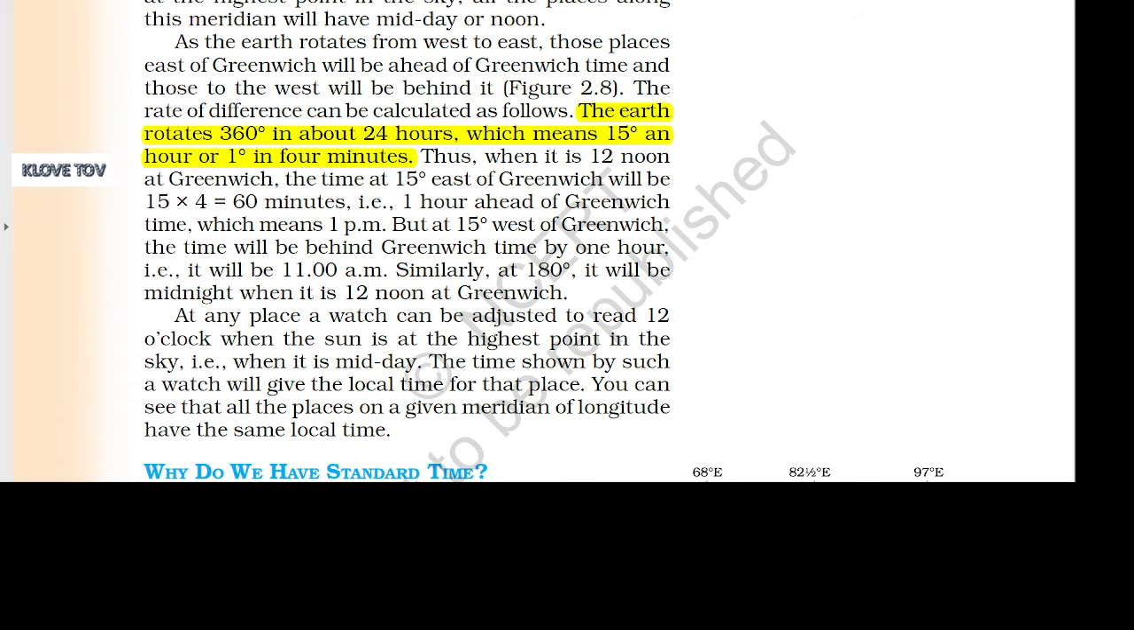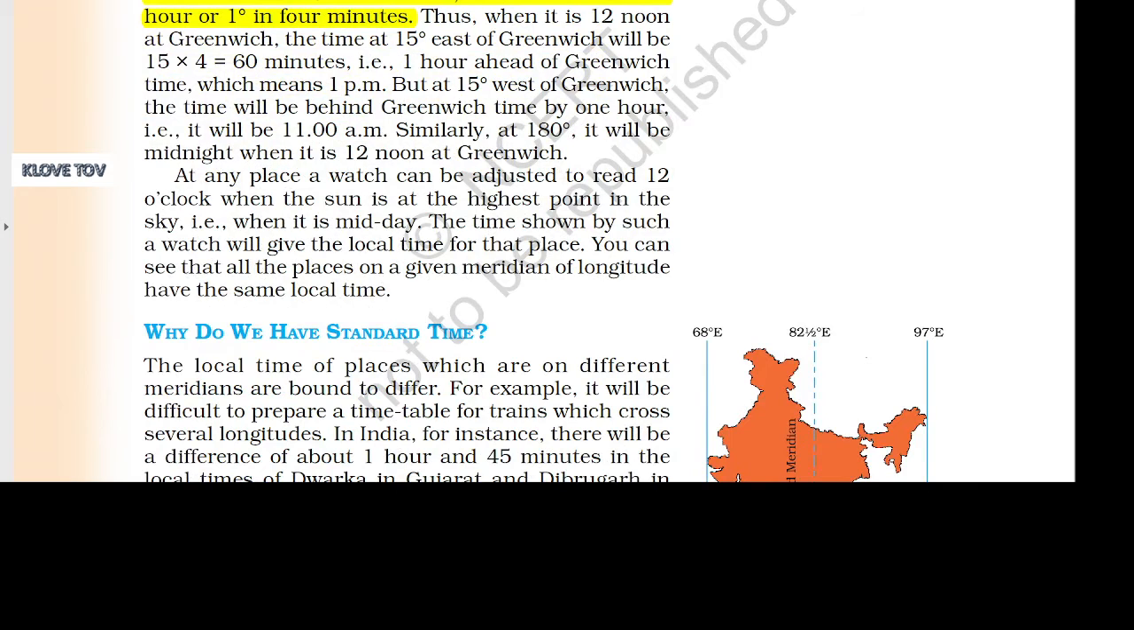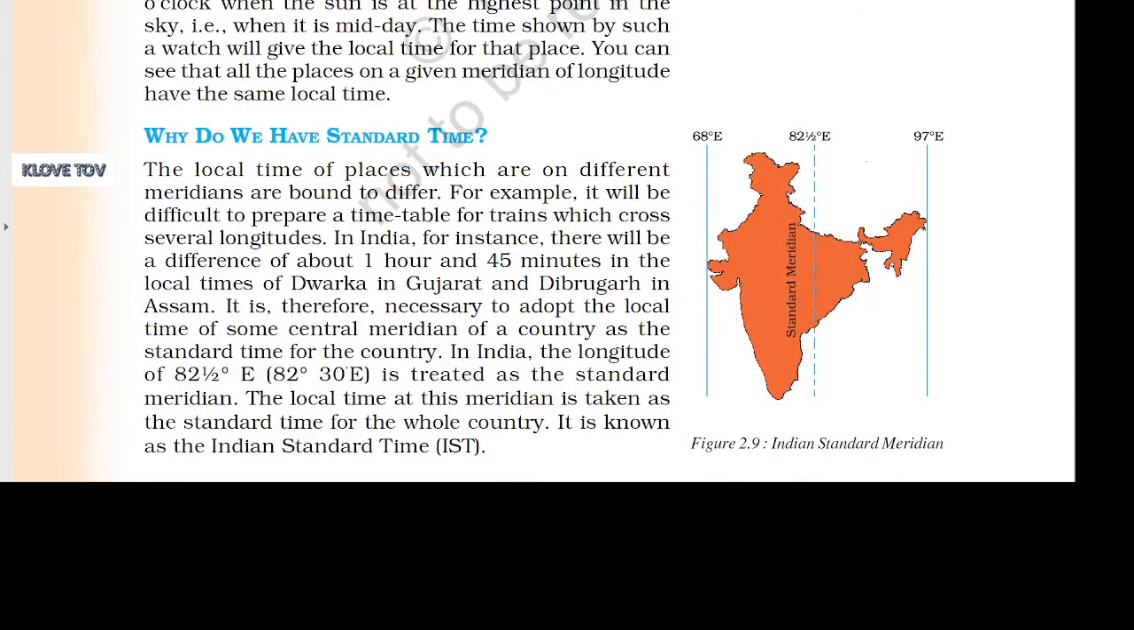But at 15 degree west of Greenwich, the time will be behind Greenwich time by an hour. That is, it will be 11 a.m. Similarly, at 180 degree, it will be midnight when it is 12 noon at Greenwich. At any place, a watch can be adjusted to read 12 o'clock when the sun is at the highest point in the sky. That is, when it is midday, the time shown by such a watch will give the local time for that place. You can see that all the places on a given meridian of longitude have the same local time.